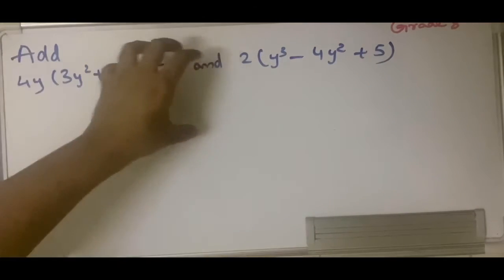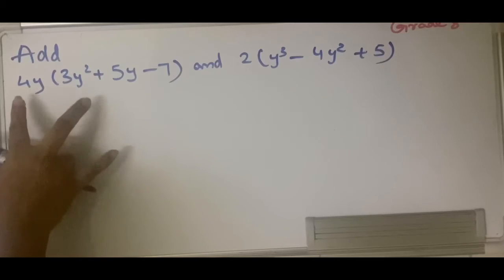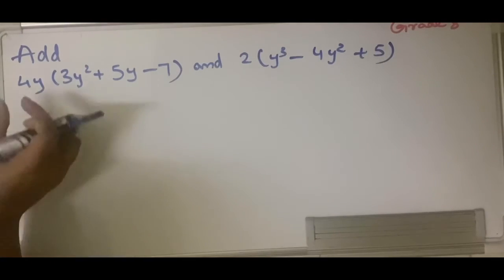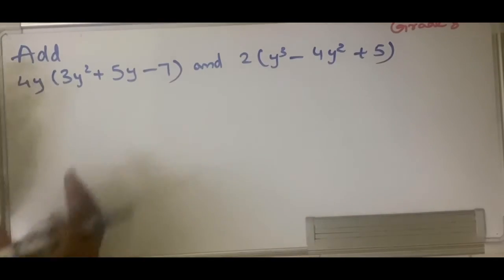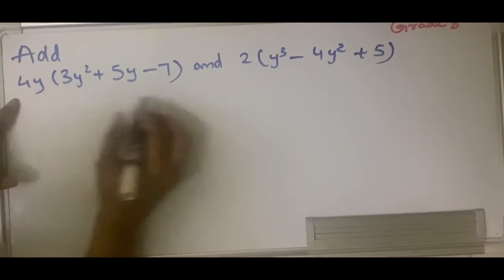They have asked us to add these two parts, right? But you can see that in each part there is a multiplication that I need to find first, because there is a monomial and a trinomial in both the cases. So I need to simplify them before I go for the addition. So let's simplify the first one.